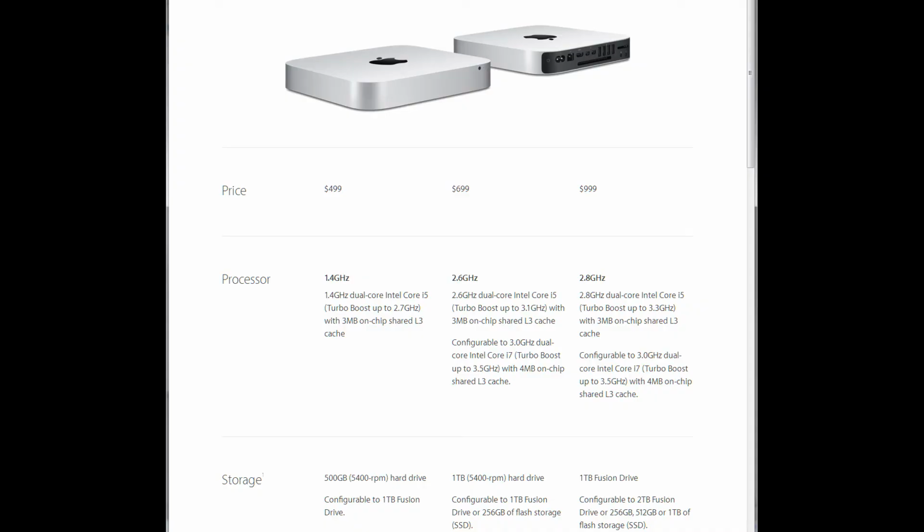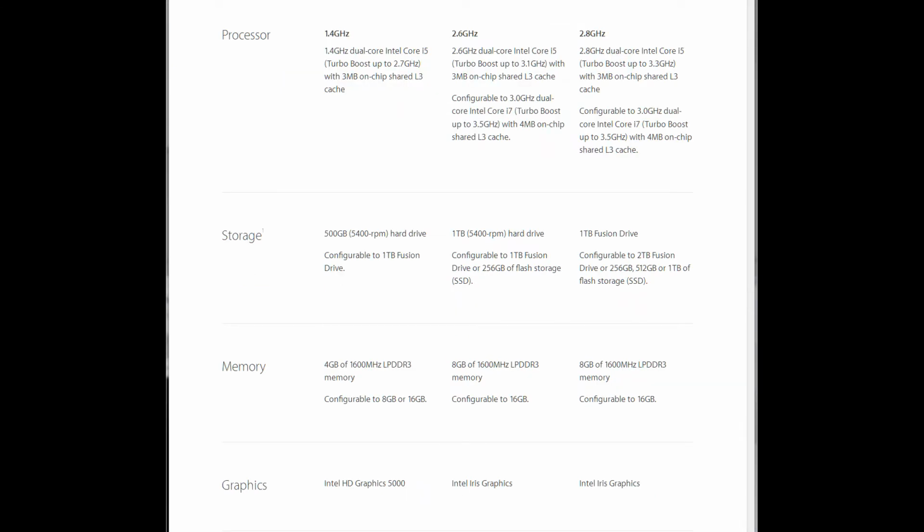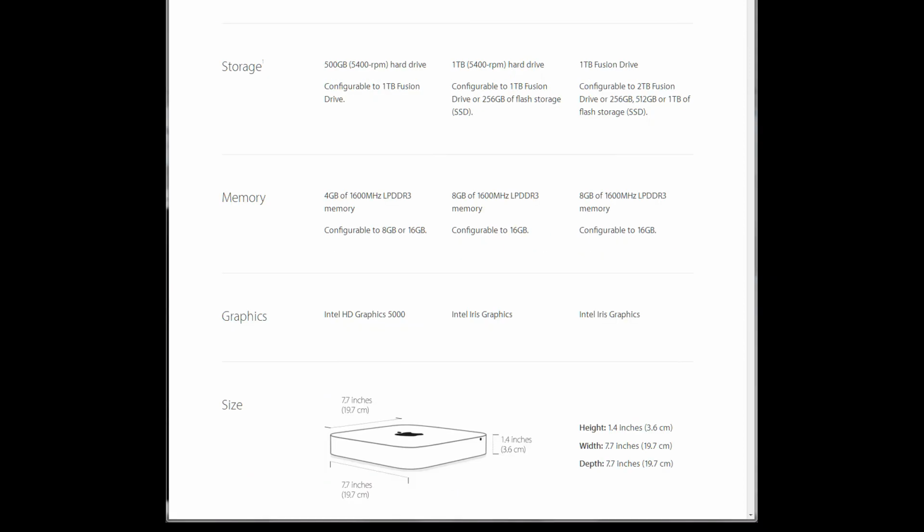If we look at the specs for the Mac Mini, I think the one for $699 at 2.6 gigahertz is the best bang for the buck. You're not going to notice a difference between 2.6 gigahertz and 2.8 gigahertz, and they want you to pay an extra $300 more. If we look at the Mac Mini for $499, it has a 1.4 gigahertz processor. In my opinion, that's really too underpowered to spend $500 on a system like that. Plus, you're only getting 4 gigabytes of RAM, where on the other two systems, you're getting 8 gigabytes of RAM.